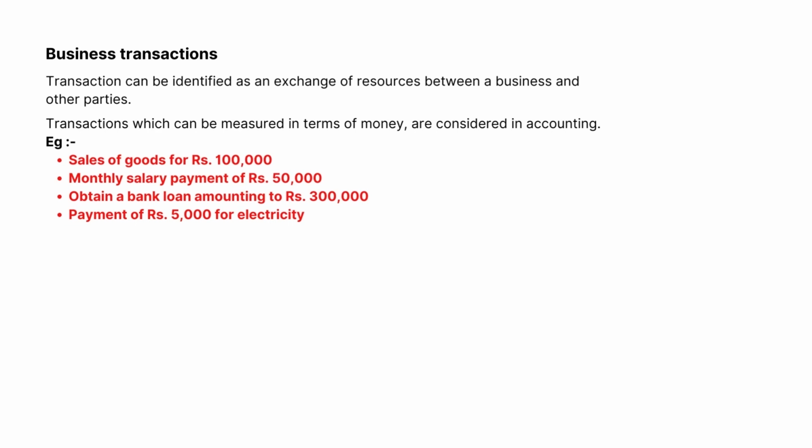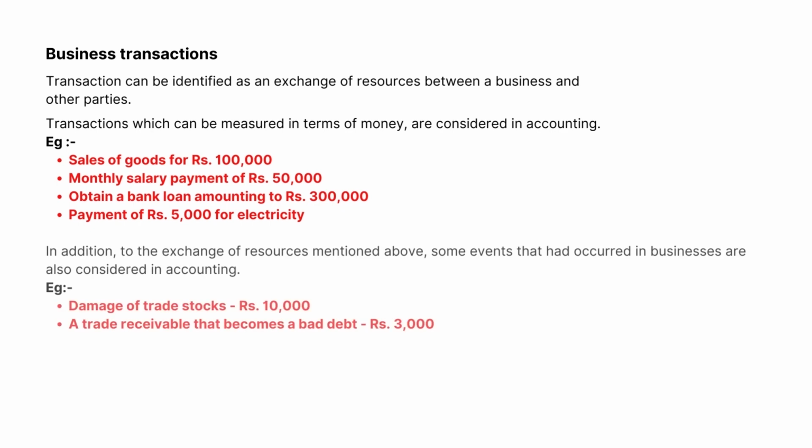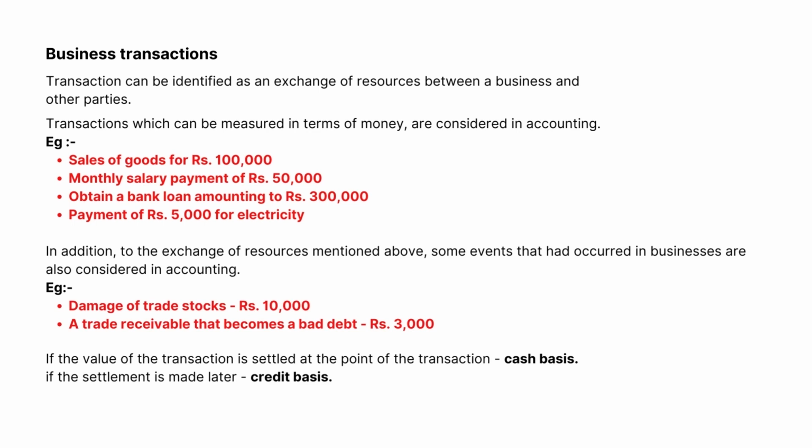In addition to the exchange of resources mentioned above, some events that have occurred in businesses are also considered in accounting. Examples: damage of trade stocks, rupees 10,000. A trade receivable that becomes a bad debt, rupees 3,000. These events are also considered as transactions in a broader sense in accounting. Most of the transactions that occur in a business are associated with purchases and sales of goods and providing services. Such transactions could be made either on cash or credit basis.